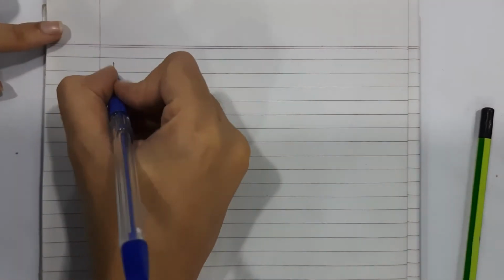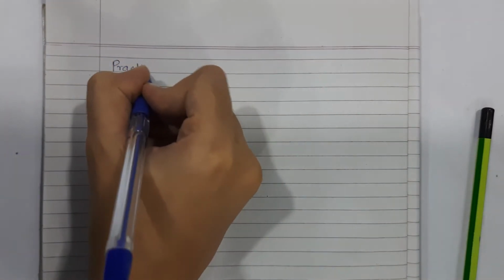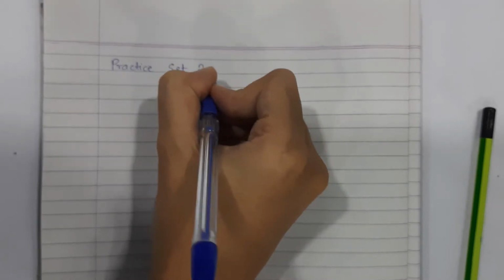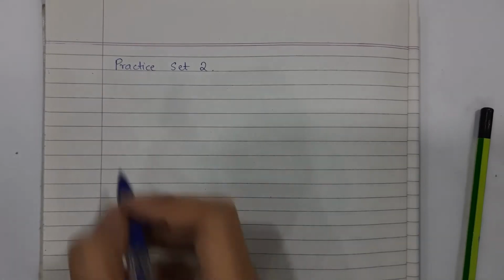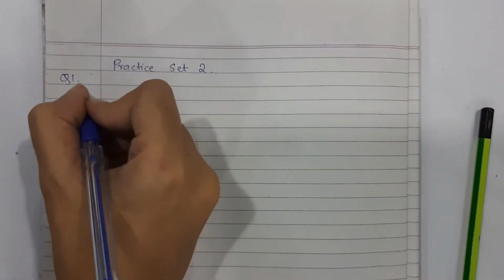Welcome everyone. In today's video, we will continue with the lesson Geometrical Constructions, Practice Set 2. So the very first question in Practice Set 2 is: draw triangles with the measures given below.